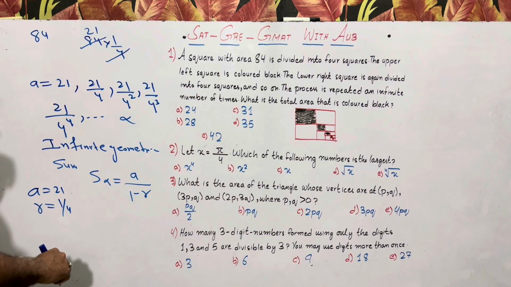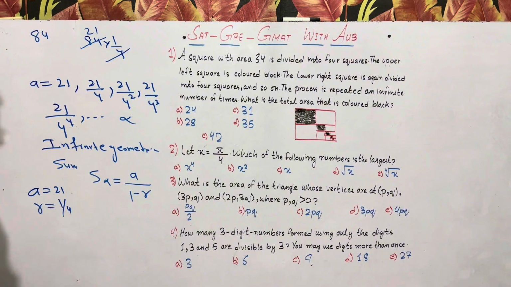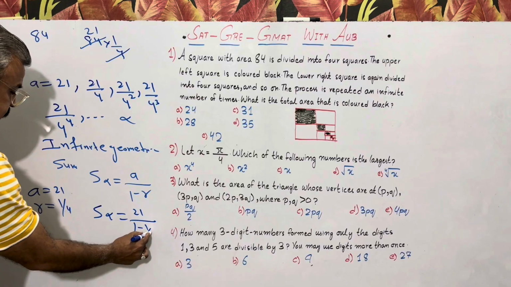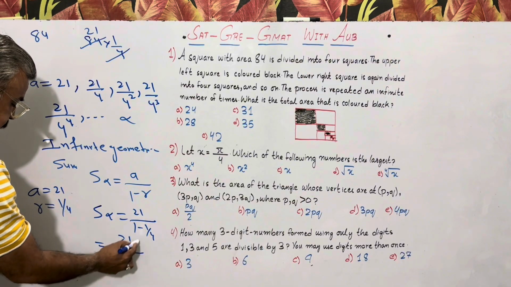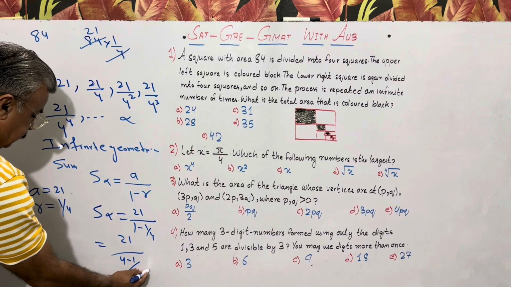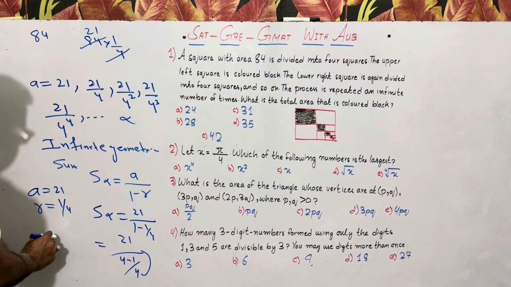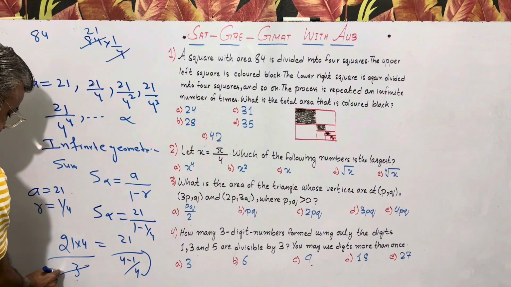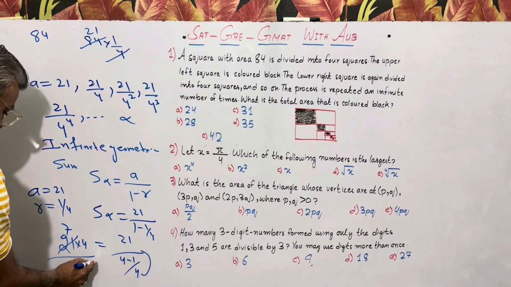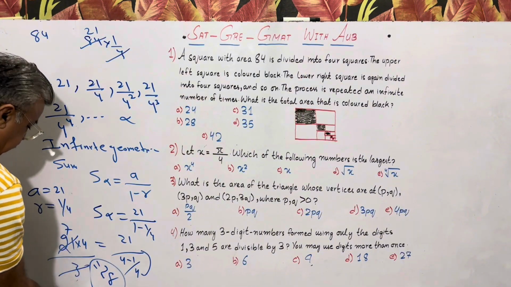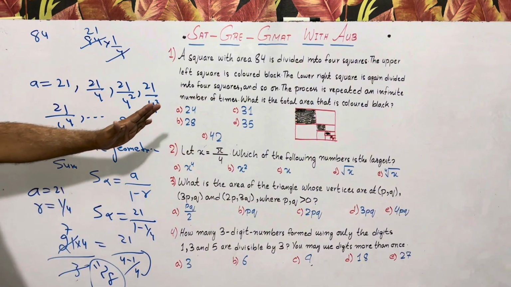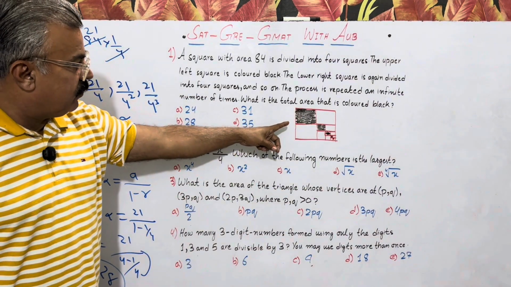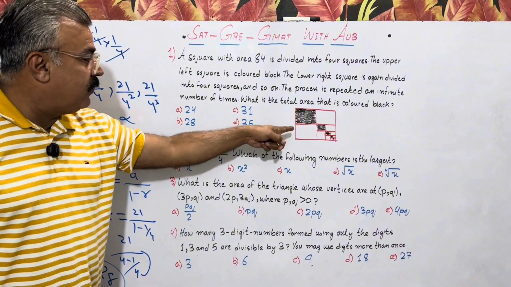Just plug in the values of a and r. a is 21 and r is 1 over 4. So we have 21 divided by 1 minus 1 upon 4. Taking LCM in the denominator, 4 minus 1 over 4, that is 3 over 4. In the numerator we have 21 times 4 divided by 3. 3 sevens are 21. 7 times 4, 28 is our answer.